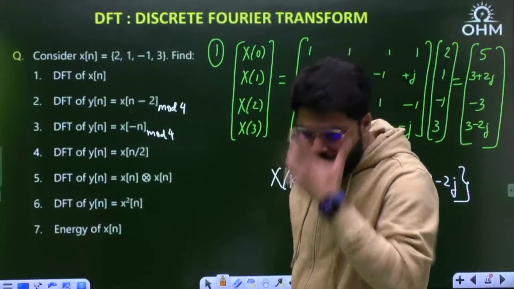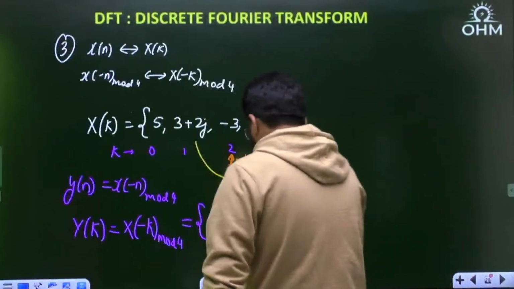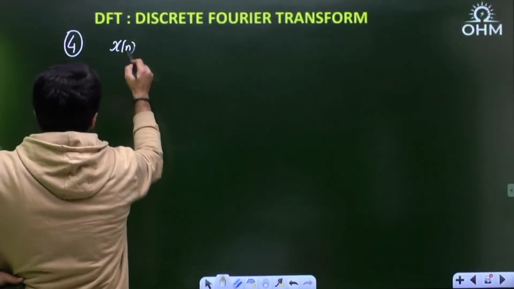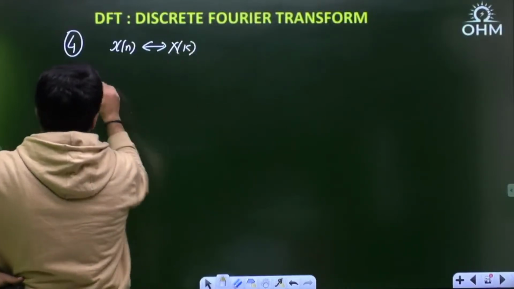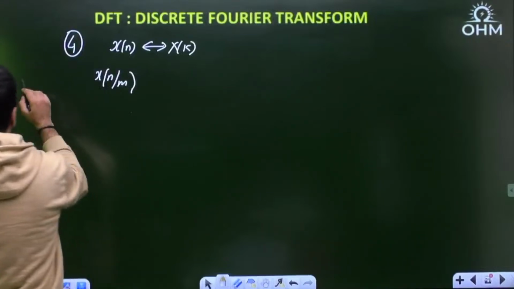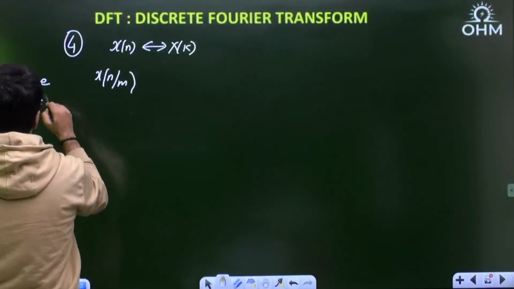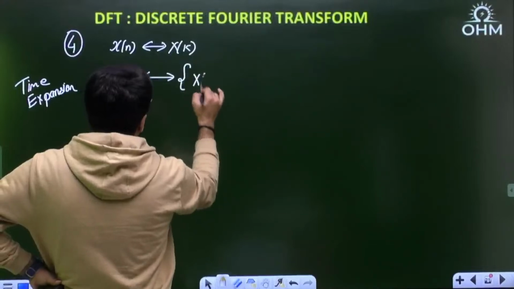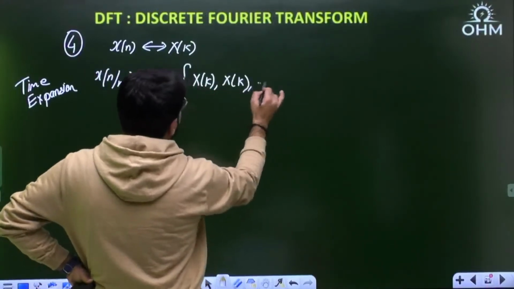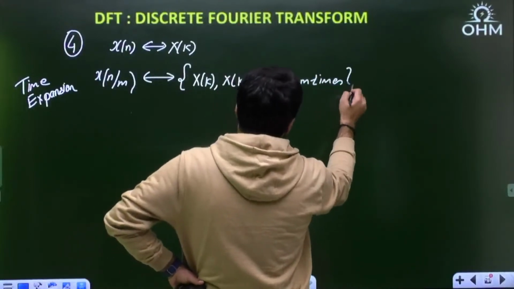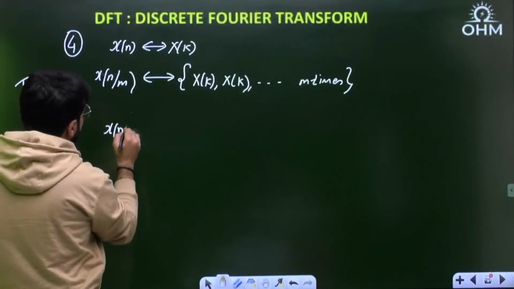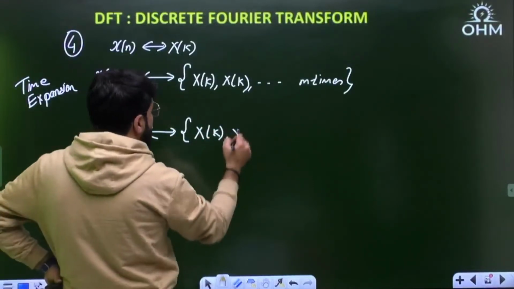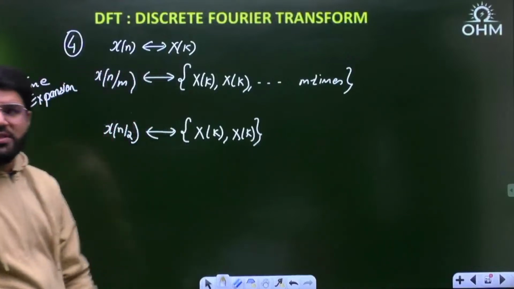Time expansion. Okay, so I'll explain the time expansion property now. In general, what is the expansion property? I think I did not revise it. If x[n] has the DFT X[k], then x of n by M, no compression property, only the time expansion property, has the DFT X[k] replicated M times. The same DFT replicated M times. That means if I talk about x of n by 2, it will have the DFT X[k], how many times? 2 times. X[k] and X[k].